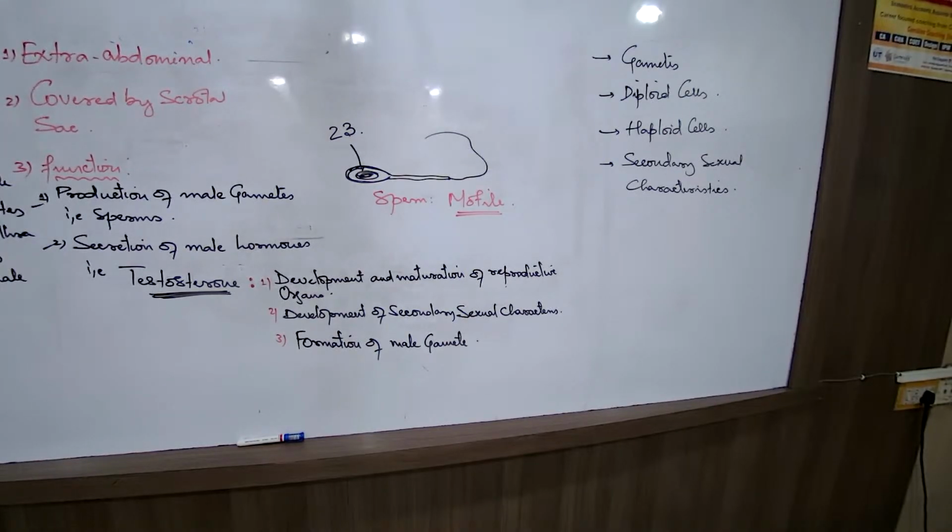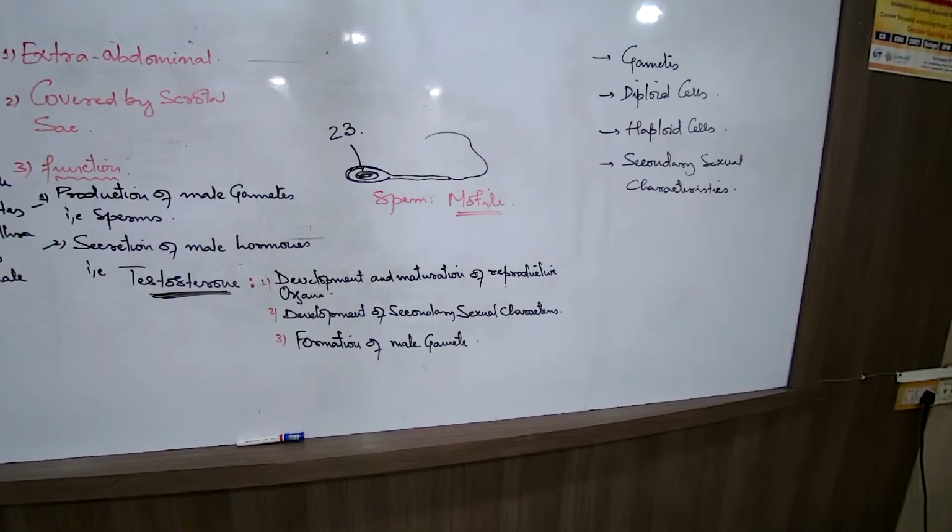What is it? It is a muscular organ known as the copulatory organ. It helps in the release of the male gamete into the female body for fertilization. So now we are talking about the functions of each of these parts. Just one function to remember as per your syllabus.